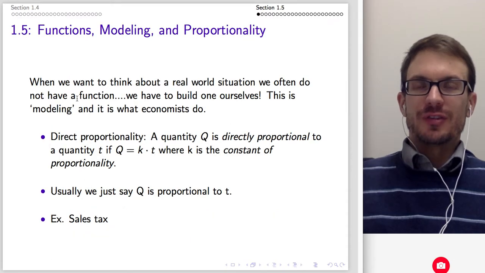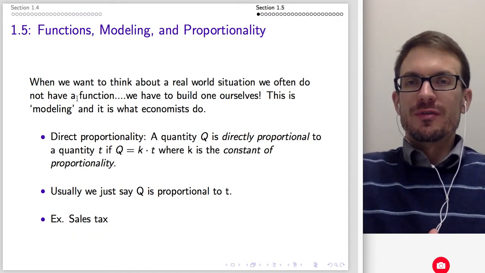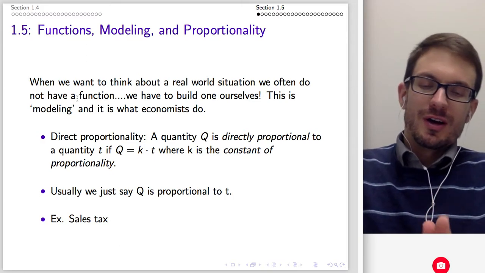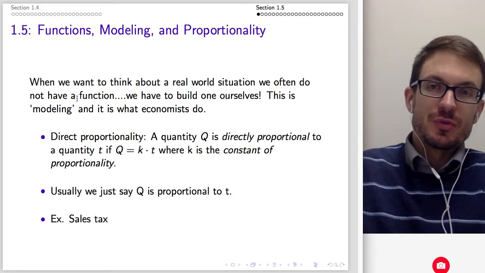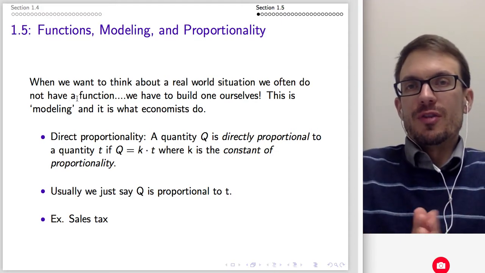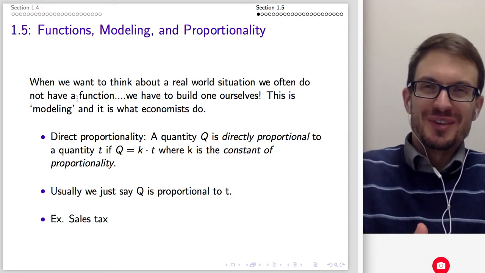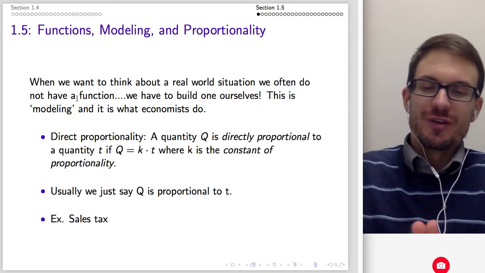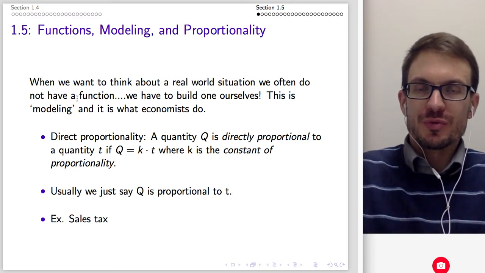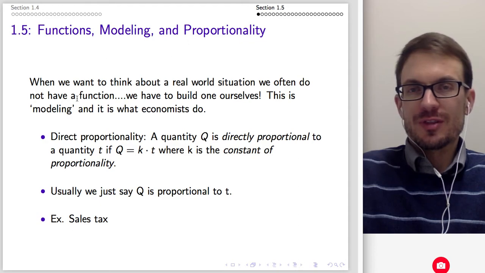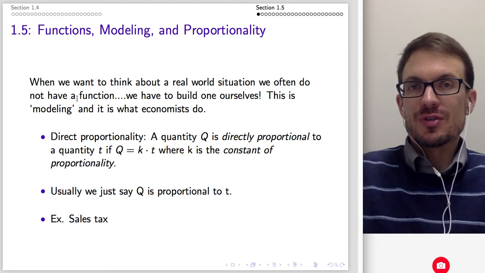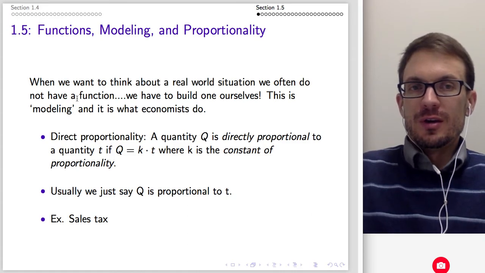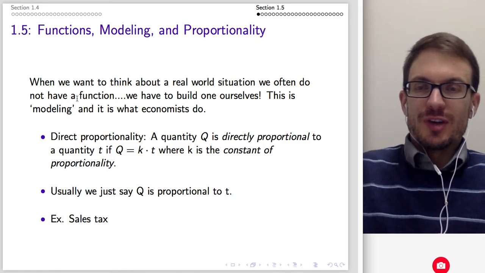Okay, so the next thing we'll think about is section 1.5. Think about a real-world situation, and in these cases, oftentimes we don't have a function. We have to build one ourselves. This is what economists do. Very often, the problem we want to solve doesn't come with an off-the-shelf equation, although we have some models we can reach for, and then we have to tweak them to fit the particular circumstance. And we have to use our judgment to make sure we've done this appropriately. It's those skills that we're going to be building in section 1.5.